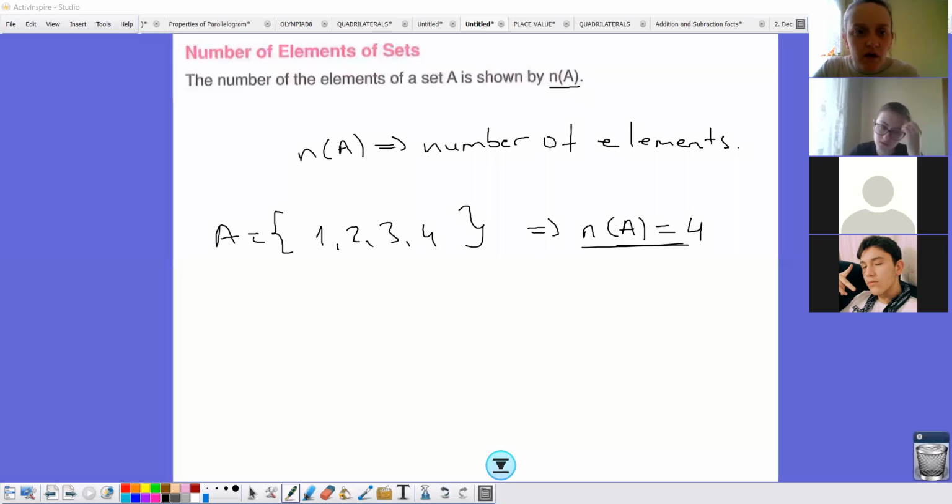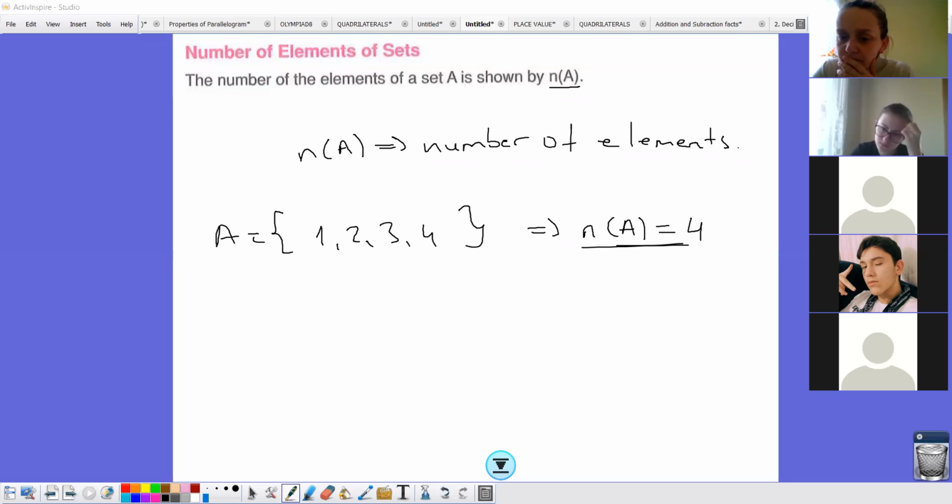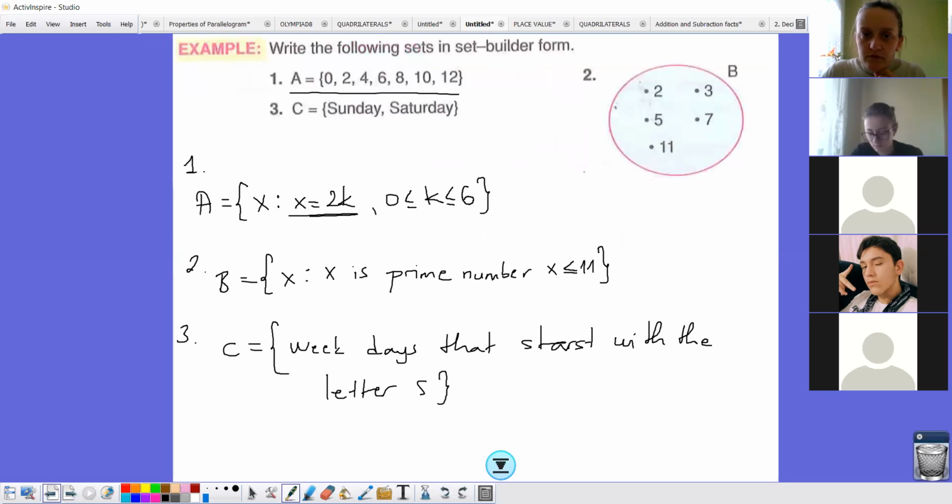Are you writing this? I will write after lessons. Teacher, why did we take only 4 numbers? I gave this example, I chose 4 numbers. It can be more, it can be less, it doesn't matter. What does the number of elements mean? How many elements you have in the set. Okay, now I understand.